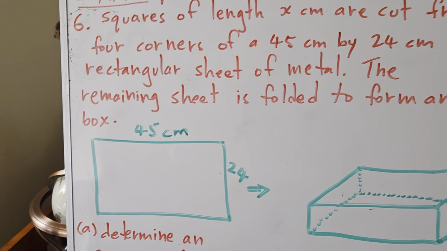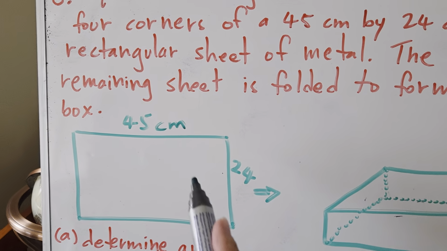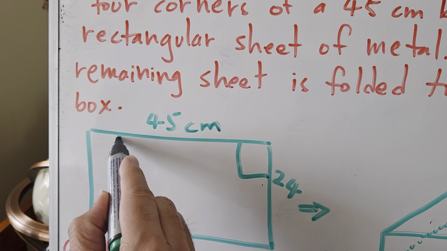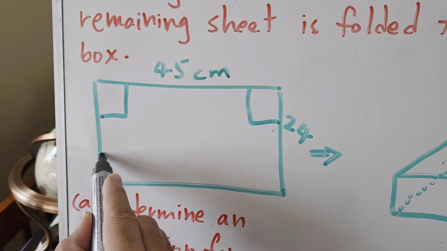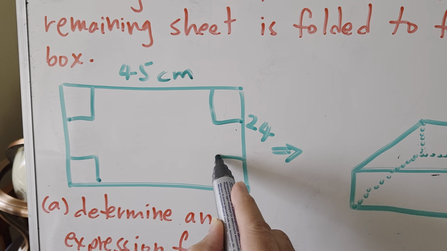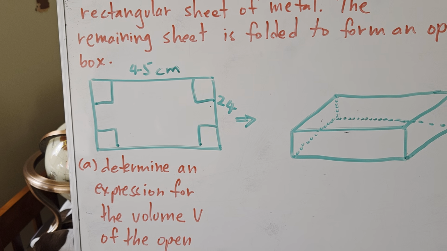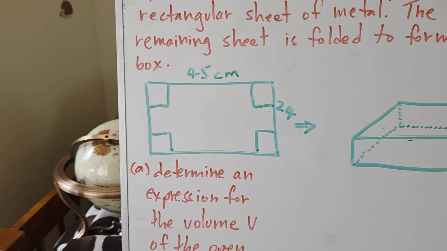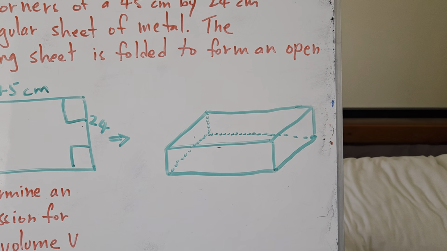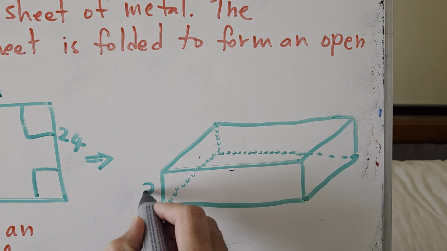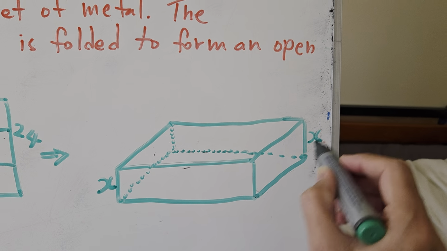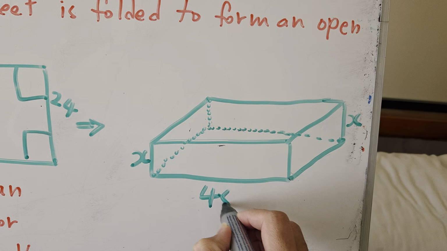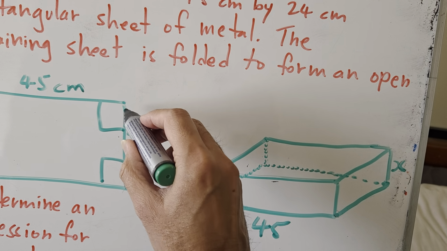So what is happening over here is a square is cut from this corner, and then that corner, and then that corner, and then that corner. And the remaining piece is folded to form a rectangular box of that type. So that means that the height is x. That's x. And how long is that? 45. This is 45. And how long will that be?